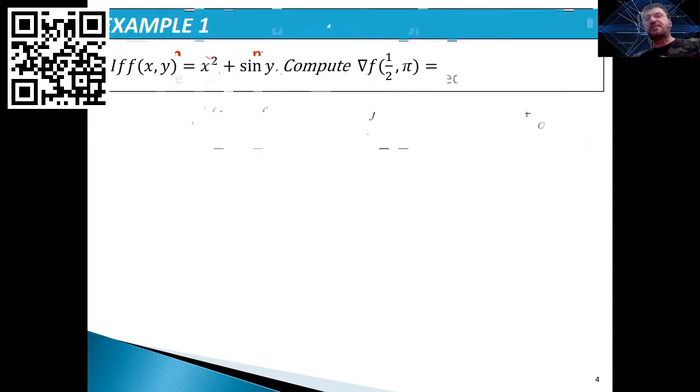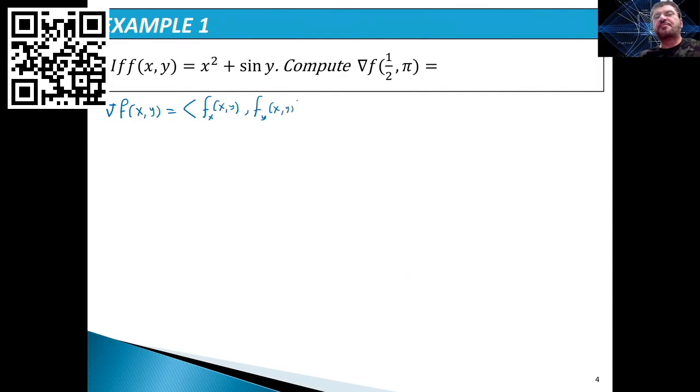So let's take this example, guys. If you have f of x y equal to x squared plus sine y, I need to find the gradient at half and pi. What's the gradient of f in general? It's the partial derivative of f with respect to x, comma, the partial derivative with respect to y. It's a vector.